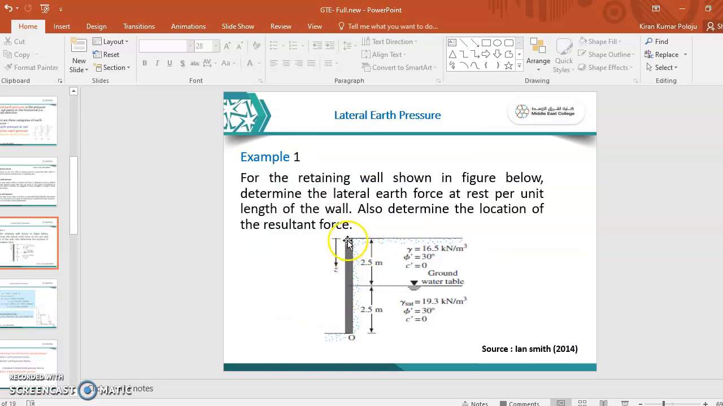See here, from z equal to 0 to z equal to 2.5, there is no pore water pressure because there is no water table here. When there is no water table, pore water pressure is equal to 0. The water table starts from 2.5 to 5 meters.